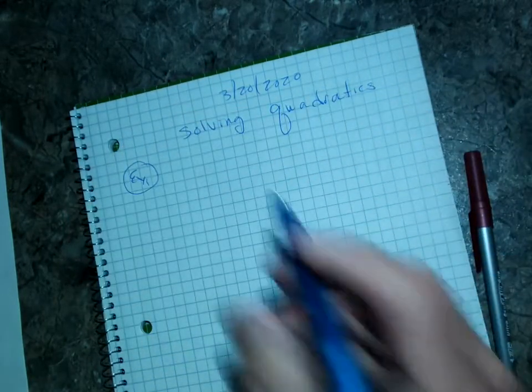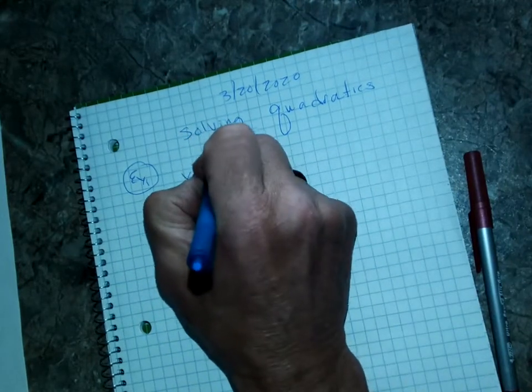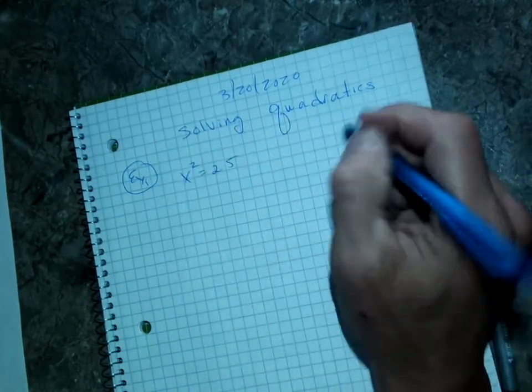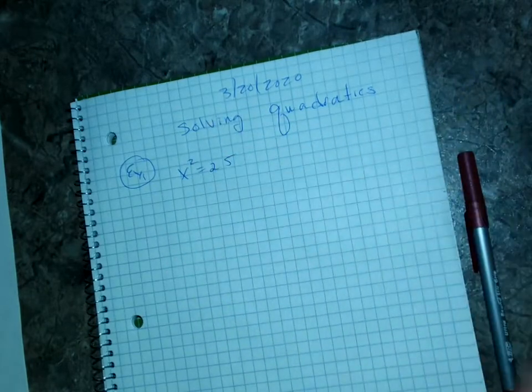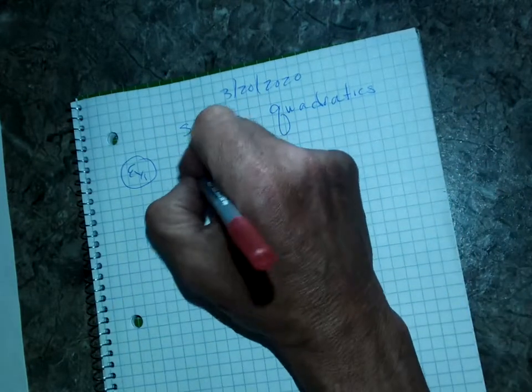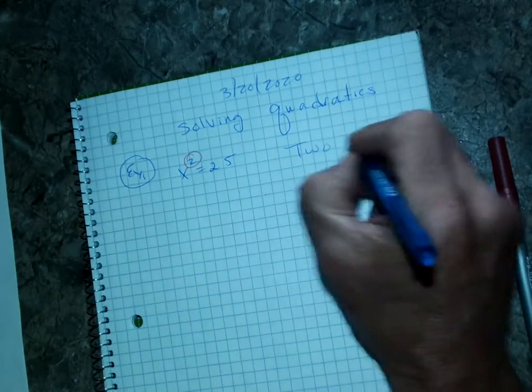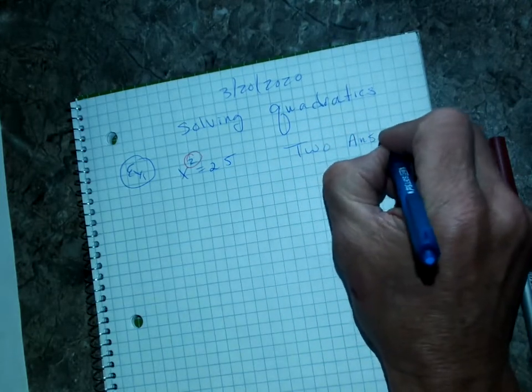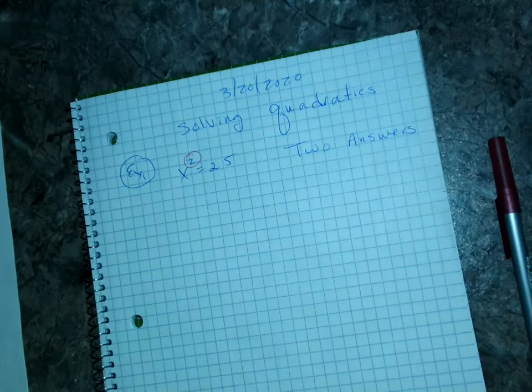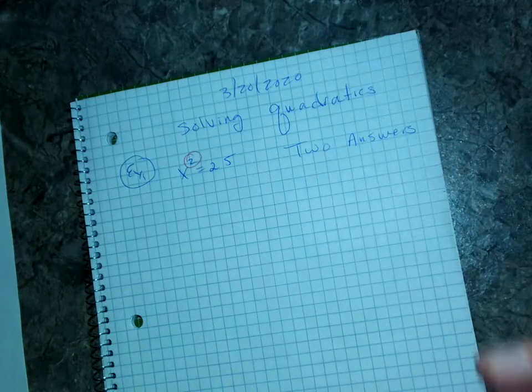Okay, I've got x squared equals 25. Now, if it's an x squared, go and write that down. But if it's an x squared, there has to be 2 answers. Has to be. So we could factor it and get plus or minus 5. But an easy way in this one is just to solve it.